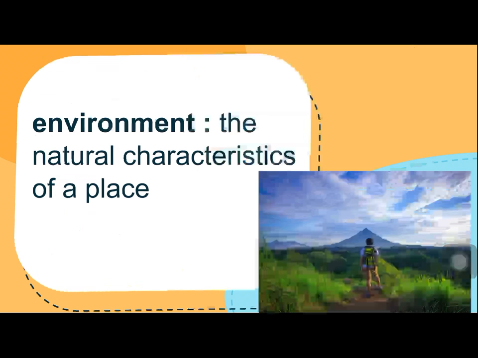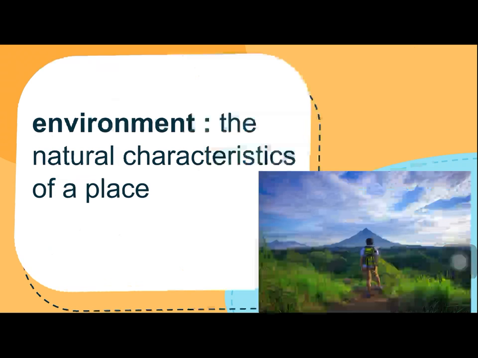Our next word here is environment. Say environment. Very good. Environment, the natural characteristics of a place. Take a look at this picture here down in the corner. This is a beautiful picture of our environment. It might not be our environment where we live, but on our earth, this is the environment of this specific place. Take a look here and see what characteristics you can name from the photo.